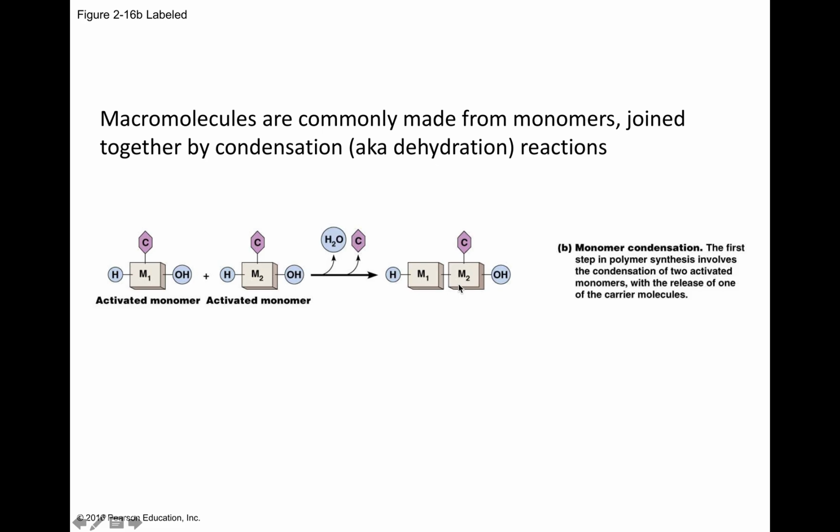You can do the opposite, where you add water to this dimer, 2 monomer units, and that would be adding back the hydroxyl to one side and the hydrogen to the other side, and that's called hydrolysis, water splitting. So dehydration, you're removing water, putting monomer units together. Hydrolysis, you're adding water, taking monomer units apart.